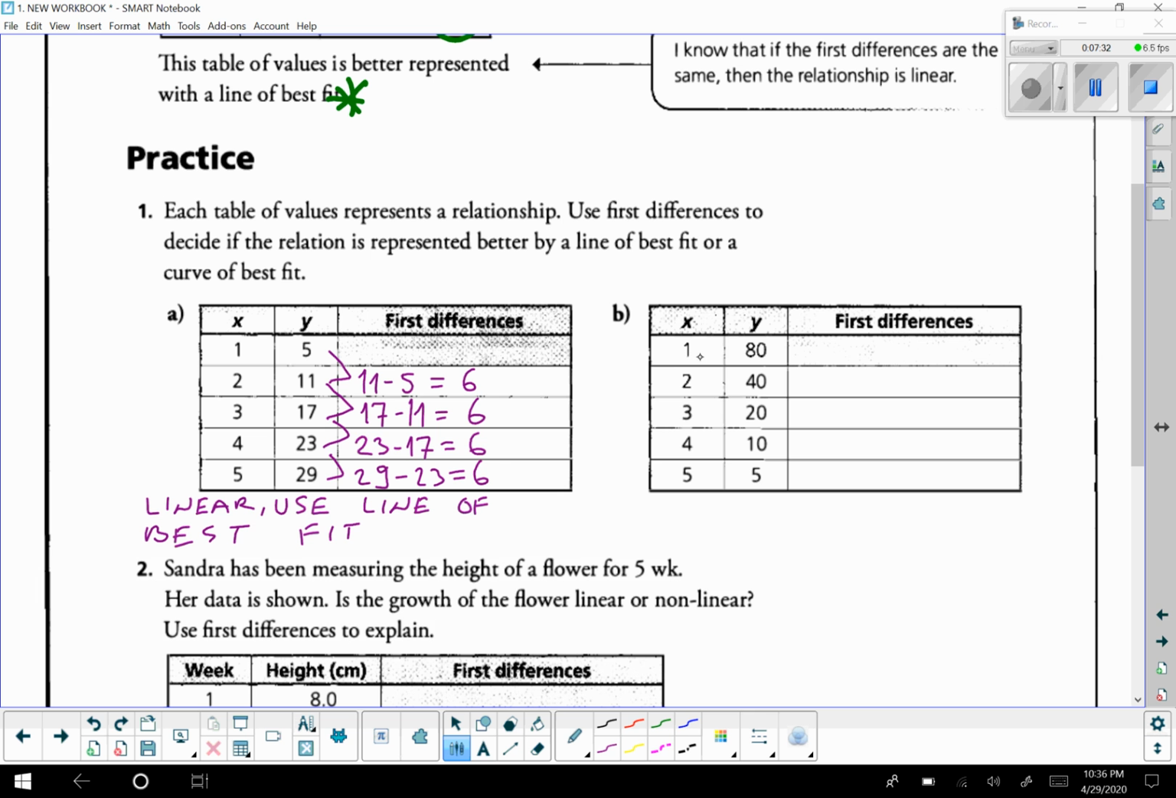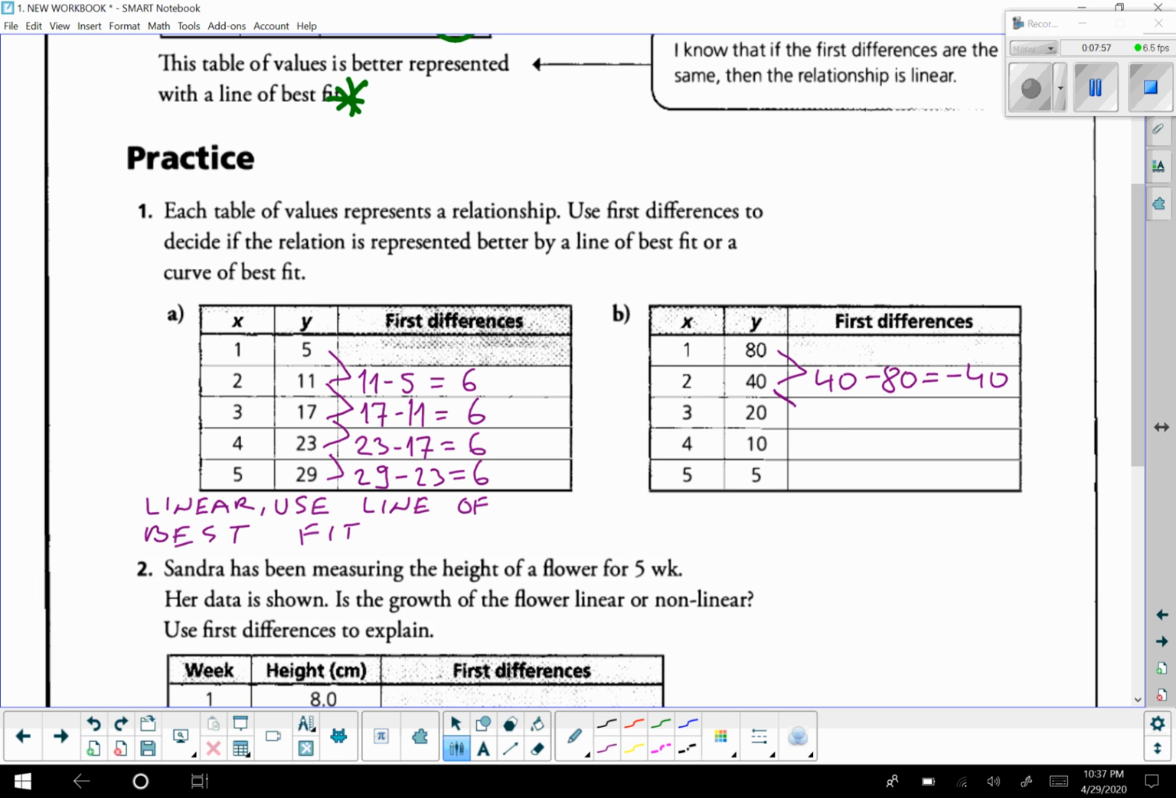I'm going to check my x values. They're also increasing by the same amount, so it's good. And then I'm going to take two numbers at a time. So I have 80 and 40. A lot of times people get confused and they take the bigger number minus the smaller number, but that is not the case. You always take whatever the second number is, in this case 40, minus the first number, which is 80. So in this case, the answer is minus 40.